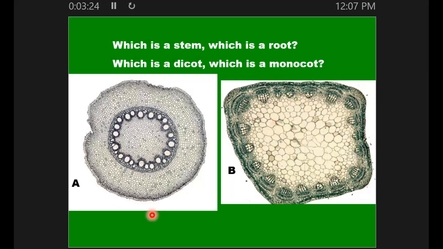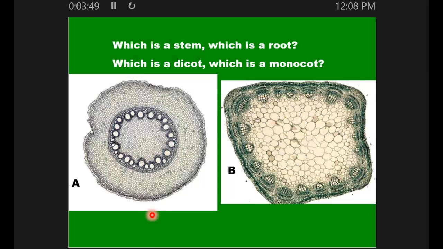B is a dicot stem. Remember, it does that funky thing. When you look at the dicot root, it's that plus configuration. But then as it morphs into stem tissue, that plus configuration morphs into a ring-shaped design in the stem.